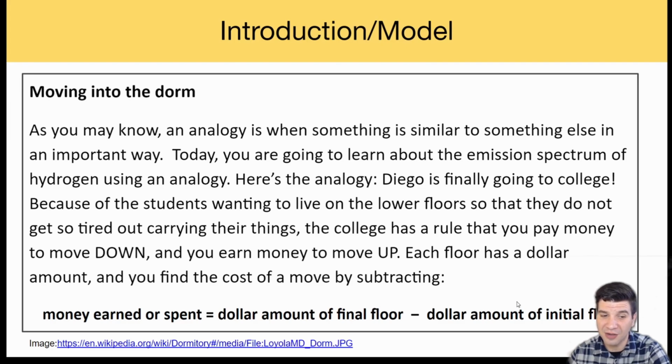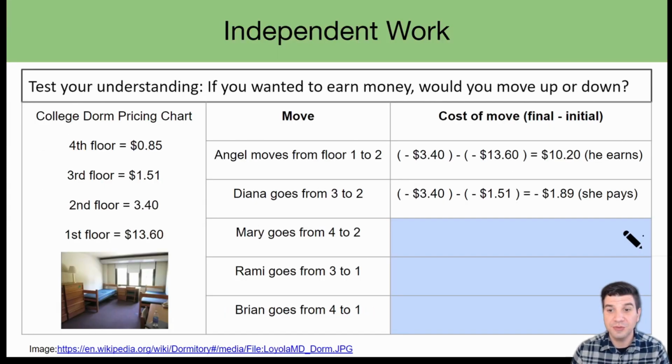Each floor has a dollar amount, and this was the formula that we were using to determine that. The formula that we used was money earned or spent equals the dollar amount of the final floor minus the dollar amount of the initial floor. So you notice that there were two students that we've done the calculations on already, Angel and Diana. Angel went from floor 1 to floor 2, thereby earning money because it went from an expensive floor to a less expensive floor. And Diana went from floor 3 down to floor 2, so she's going to be paying an additional amount because she's moving to a more expensive floor.